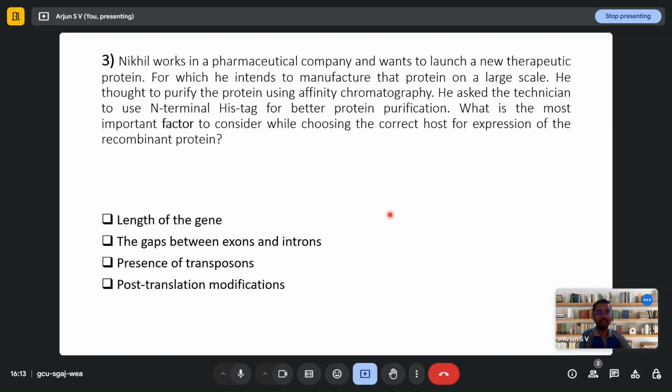protein purification. So, what is the most important factor to consider while choosing the correct host for expression of the recombinant protein? Length of gene, gaps between exons and introns, presence of transposons, and post-translation modifications. Out of these four options, post-translational modifications seem to be the most correct answer. Because we are focusing on protein purification, the correct answer will be post-translation modifications.